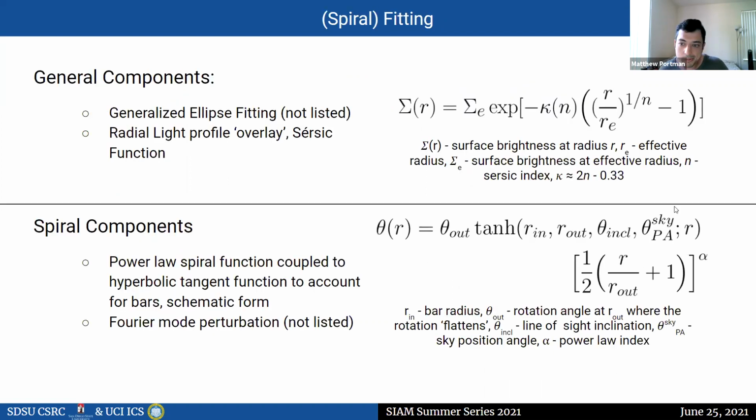I guess I should really talk about the effective radius, just because it's kind of important. The effective radius is the radius at which half the light is contained within the galaxy.